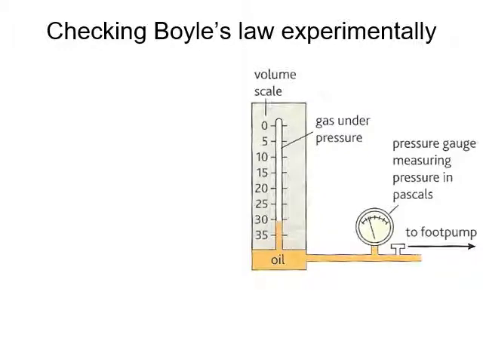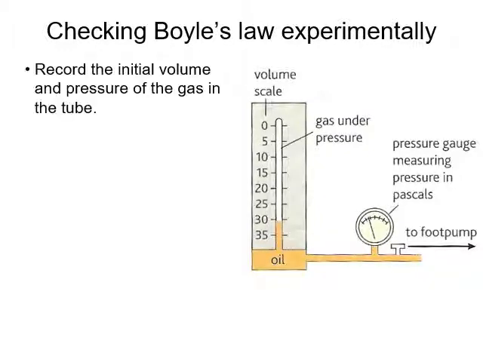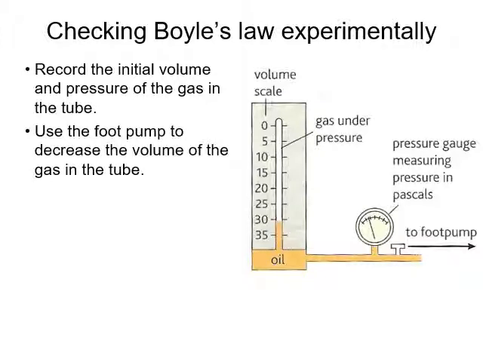So you can check Boyle's Law experimentally using basically a pressure gauge and a scale. So you record the initial volume and pressure of a gas in a tube, and then use the foot pump to decrease the volume of the gas in the tube, and then record the new volume and pressure.